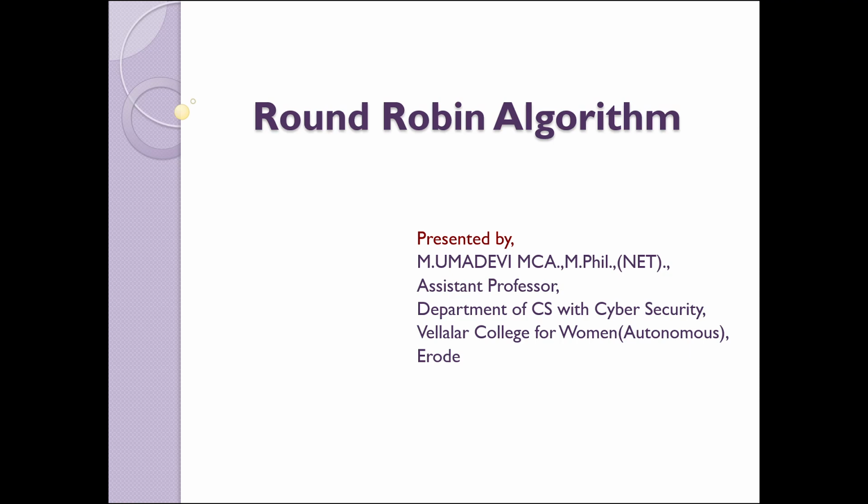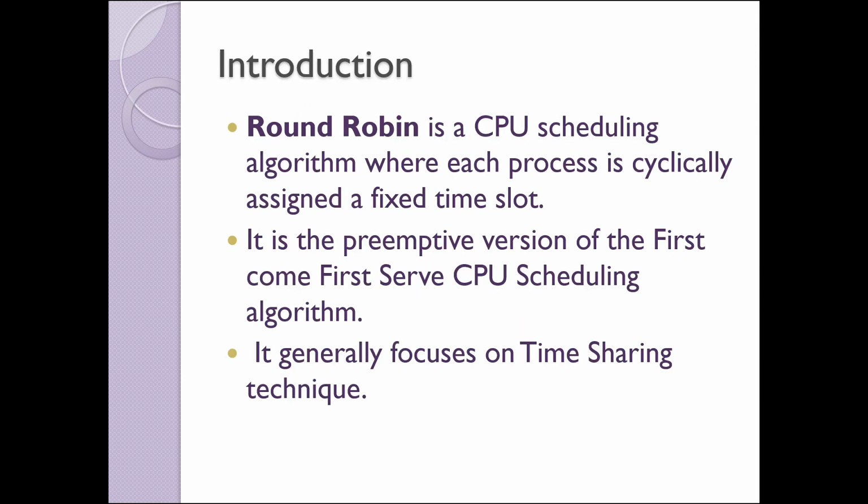Let's discuss the round robin algorithm. Let's see the introduction. Round robin is a CPU scheduling algorithm where each process is cyclically assigned a fixed time slot. It is a preemptive version of the first come first serve CPU scheduling algorithm. It generally focuses on the time sharing technique.